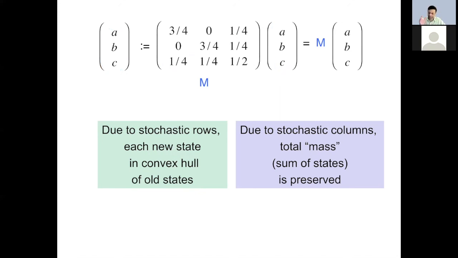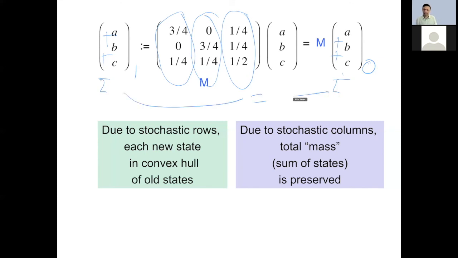A, B, C are in general themselves vectors, although they were scalars in my example. Now the columns adding to 1, this you may want to write down on a piece of paper and try out. If you add up A, B and C at time 0, and then A, B and C at time 1, this summation and this summation will be equal. That's what the columns being stochastic gives you.